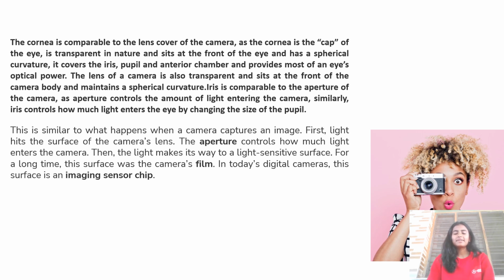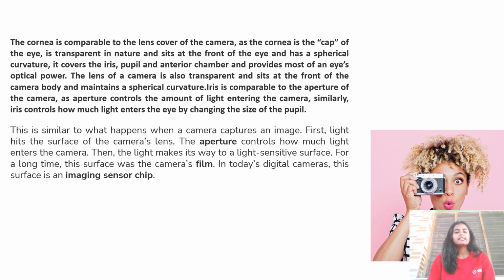The lens of the camera is also transparent, sits at the front of the camera body, and maintains a spherical curvature. Iris is comparable to the aperture of the camera, as the aperture controls the amount of light entering the camera. Similarly, the iris controls how much light enters the eye by changing the size of the pupil. This is similar to what happens when a camera captures an image.